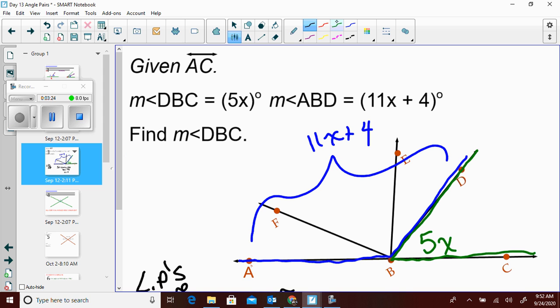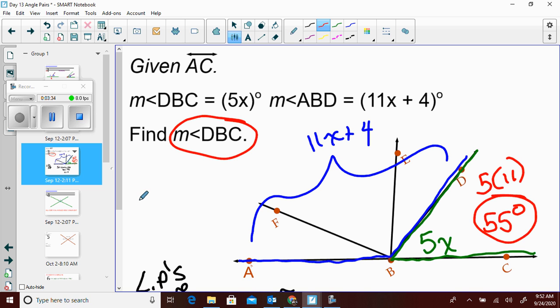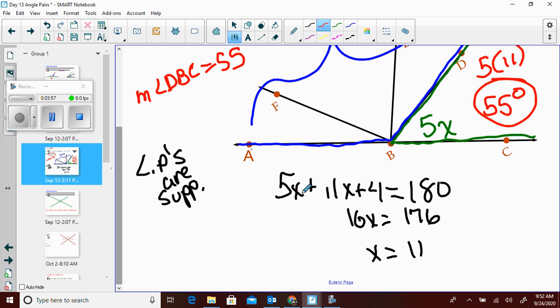Are they asking for X? No, they're asking for DBC. DBC is 5 times 11, 55 degrees. So the measure of angle DBC is 55 degrees. Okay. Always make sure you check to see what the question is asking. It's not always just asking for X. It may ask for an angle or segment measure. Always look at what the question is asking. Okay? Linear pairs are supplementary. Two angles form a line, they add up to 180 degrees.